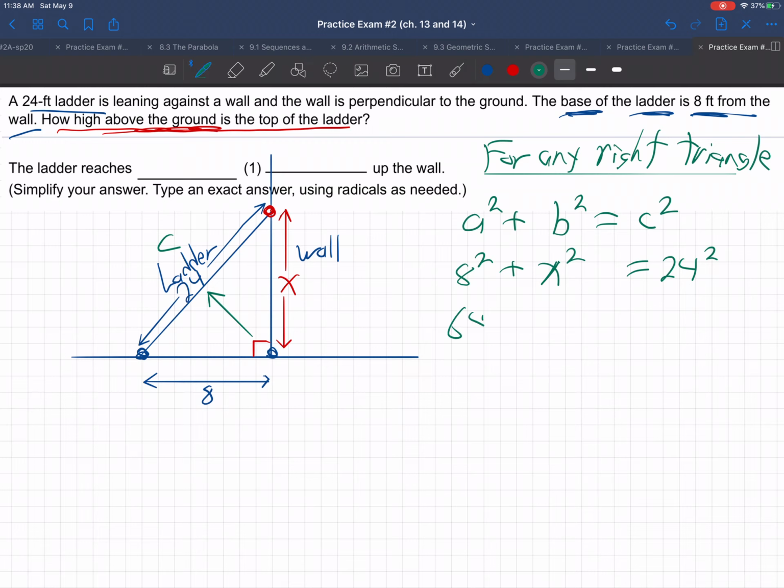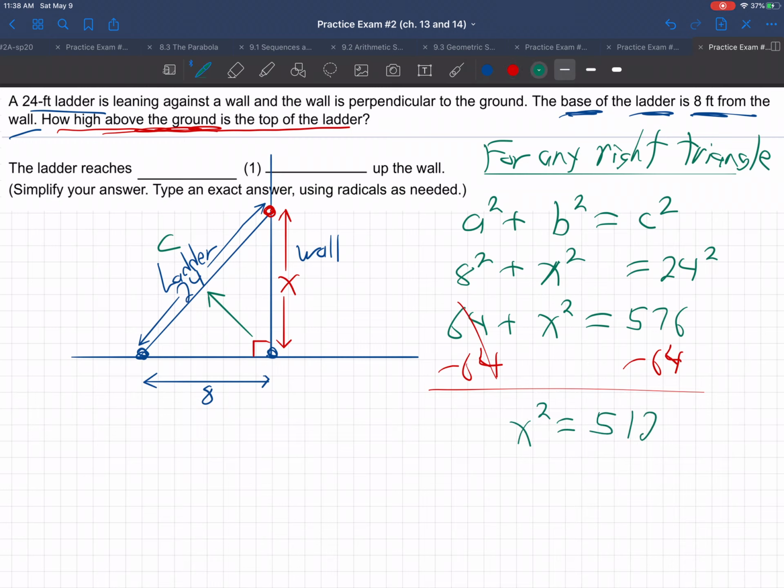Let's solve this. 8 squared is 64. 24 squared is 576. Got to solve for x here. Let's subtract 64 from both sides. Cancels that out. And that'll be 512. And then we root it. Now when we square root 512, we're going to get x here.